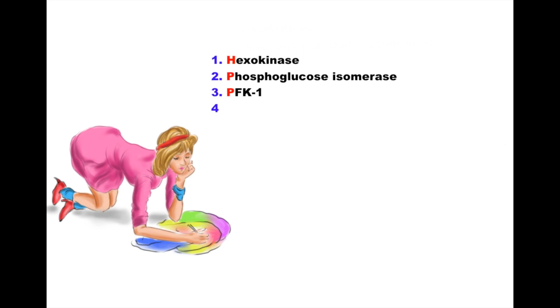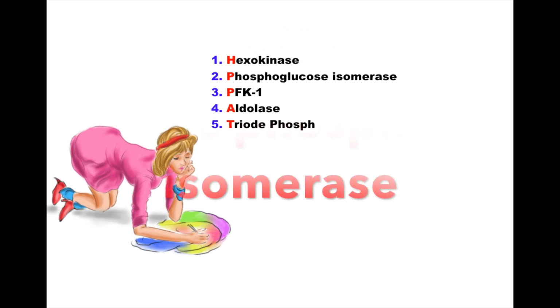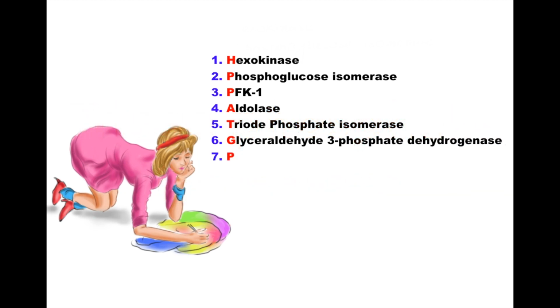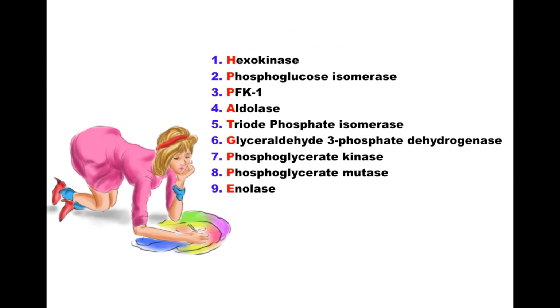First is hexokinase, then phosphoglucose isomerase, then phosphofructokinase 1, aldolase, triose phosphate isomerase, glyceraldehyde 3-phosphate dehydrogenase, phosphoglycerate kinase, phosphoglycerate mutase, enolase, and pyruvate kinase. Now we can make a mnemonic with the first letter.